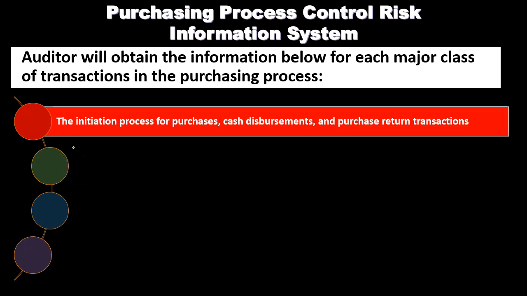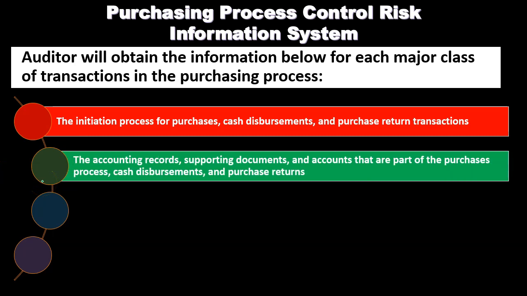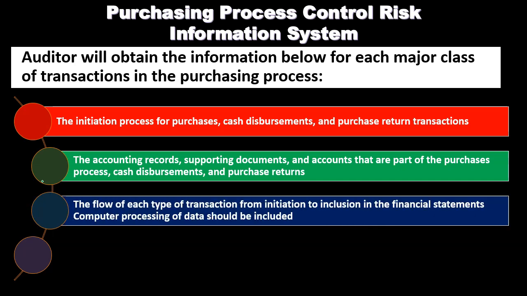So we want to know about the initiation process, the cash disbursements, and the purchase return transactions; the accounting records, supporting documents, and accounts that are part of the purchase process, cash disbursements, and purchase returns. We want to get information related to that. The flow of each type of transaction from initiation to inclusion in the financial statements. So how does this flow through, from the initiation all the way to the financial statements?